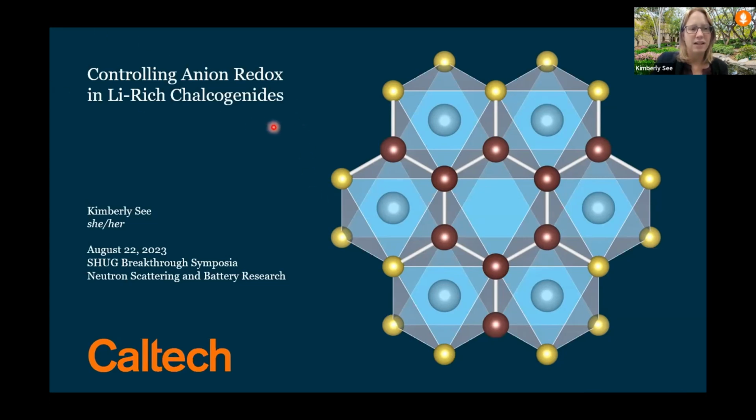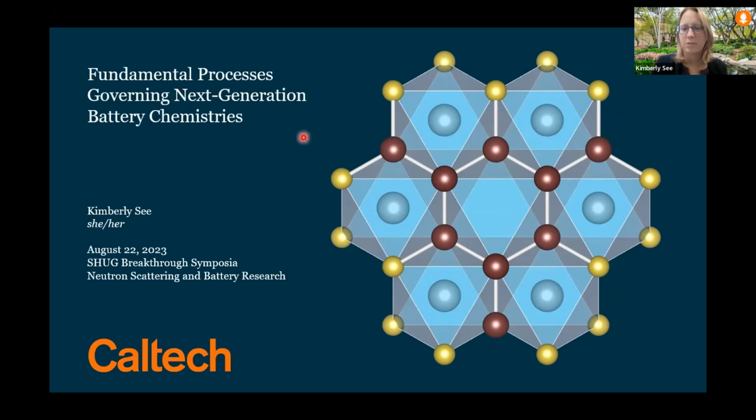I originally gave this title focusing on anion redox, but when I thought more about this symposium, I decided to make it a little broader. So I'm going to talk today about next generation battery chemistries, which is what my group is really interested in. My goal is to give you a flavor of the types of chemistries we study so that we can understand some of the problems we're facing and the characterization roadblocks that lead to lack of understanding and places where I think neutrons could really play a big role.